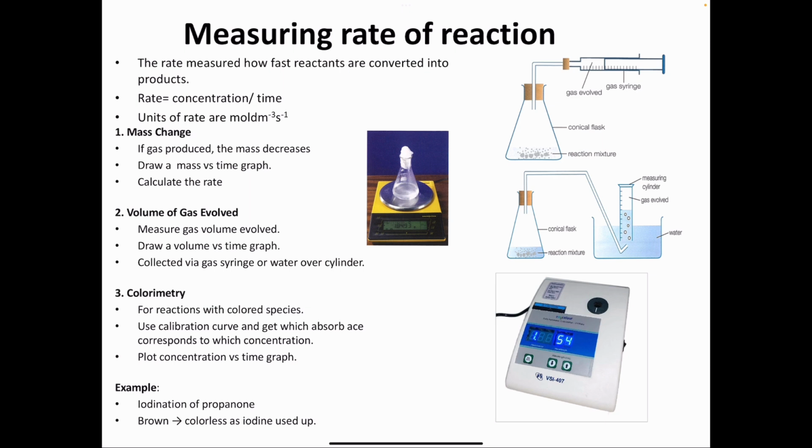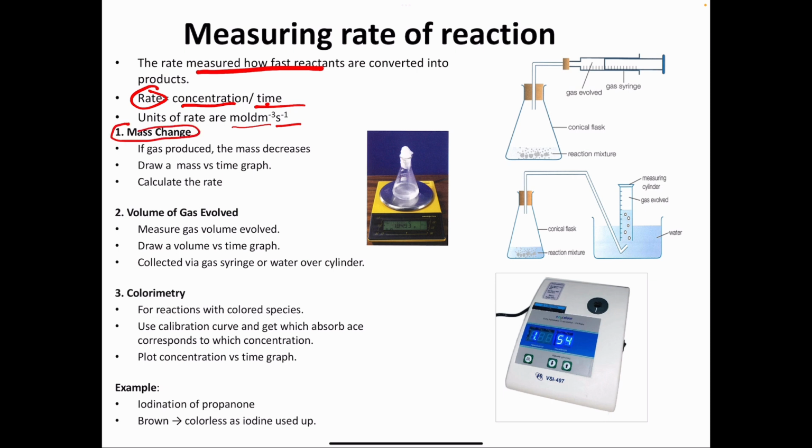The rate of a reaction measures how fast reactants are converted into products, and the rate is equal to concentration divided by the time. This is the experimental time. The units are going to be mole per decimeter cubed per second. So among the methods used, we'll begin with mass change.